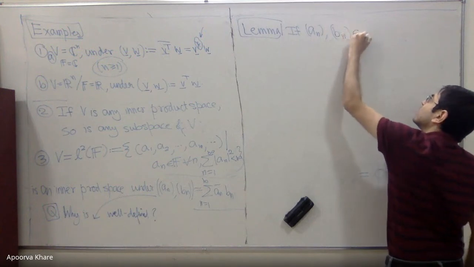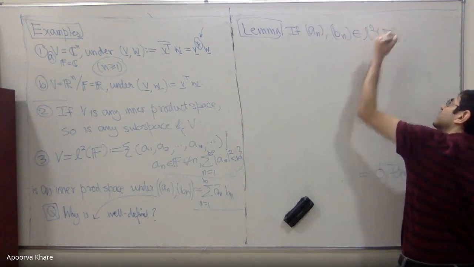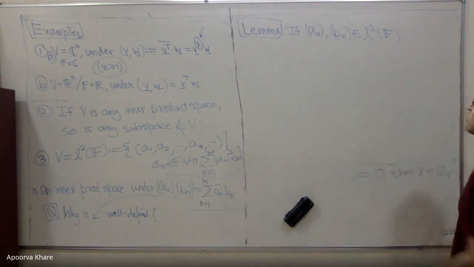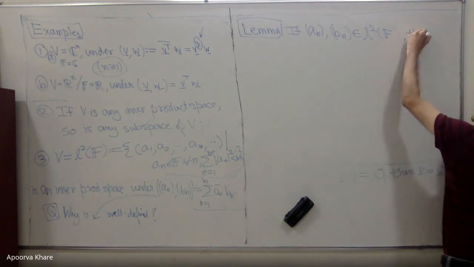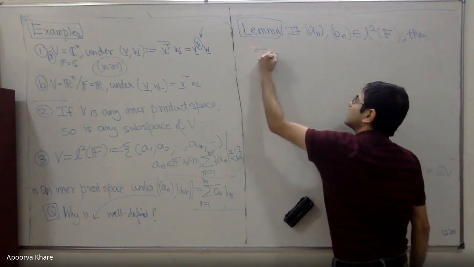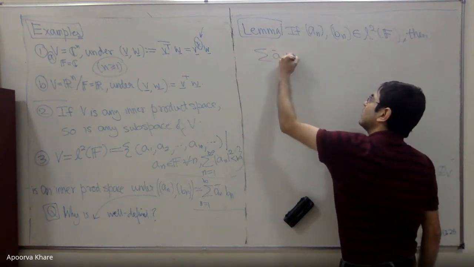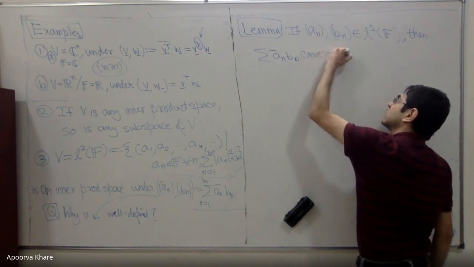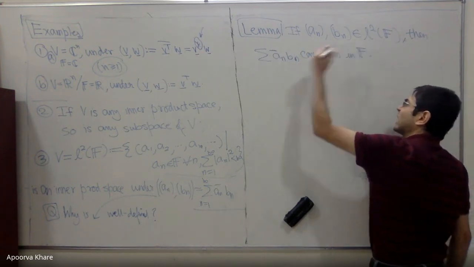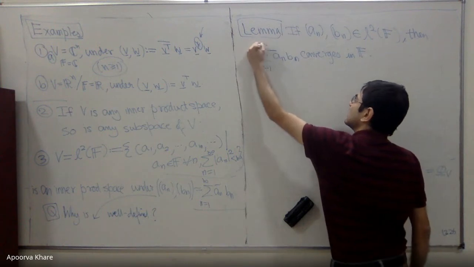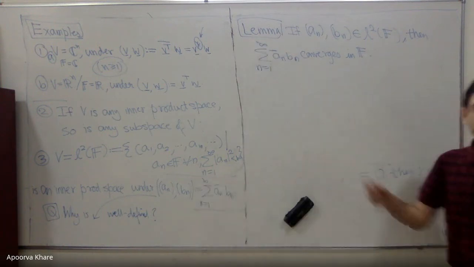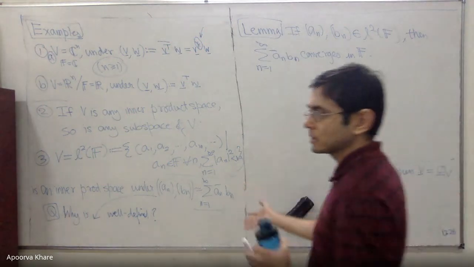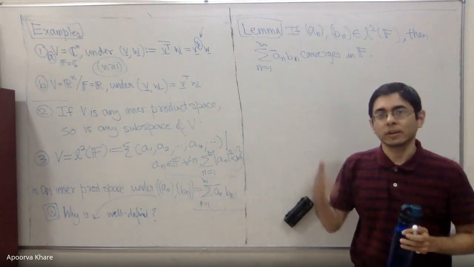If a_n and b_n are elements of this vector space, meaning that these things happen, then the dot product makes sense. Summation a_n b_n bar converges in the field, meaning in R or in C. And therefore you can make this definition and then everything else one can show goes through, which I'm not going to show because this is a linear algebra class, not an analysis class.